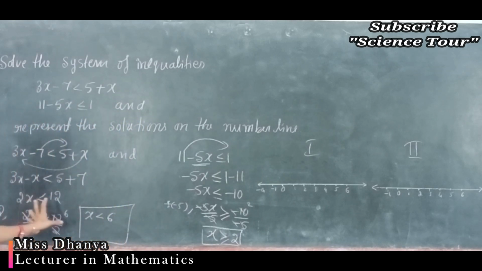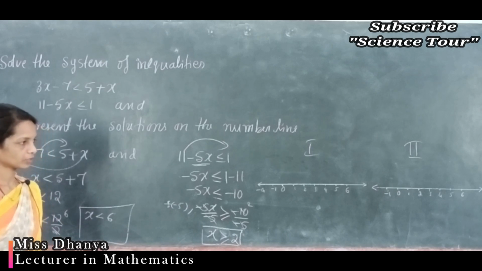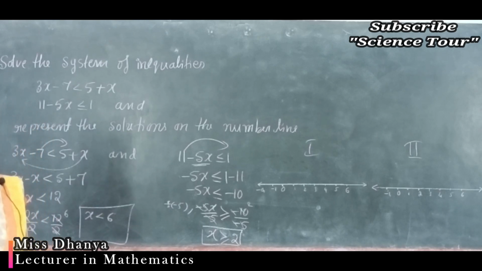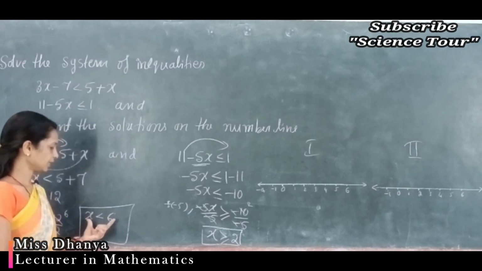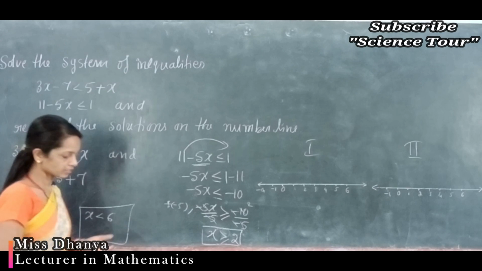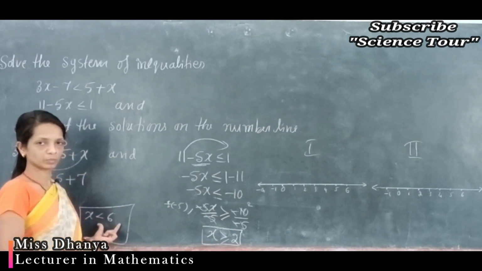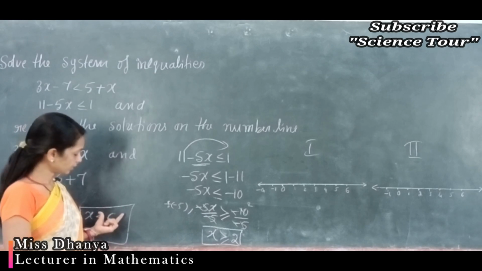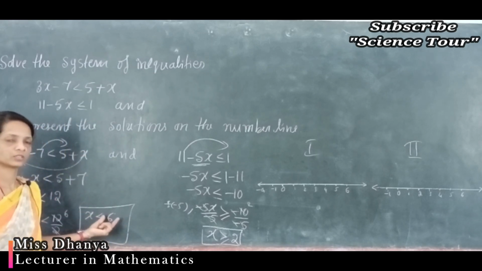Now we represent the solution of the first inequality on the first number line, and the solution of the second inequality on the second number line. So what is our first inequality solution? That is x less than 6. Which number did you get at the end of the simplification? 6, right? At the end of the first inequality simplification you got 6.